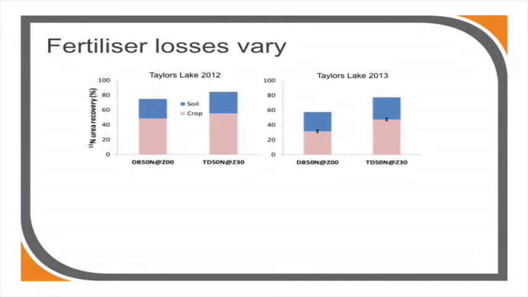So what do we see? Generally we're seeing a bit of an improvement in our recovery of nitrogen where we're putting it out during the season, which is a positive. In 2012 it wasn't necessarily a significant difference, but in 2013 it was.